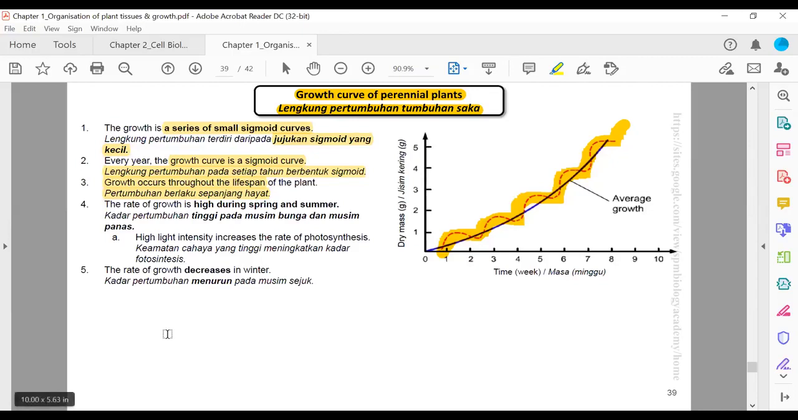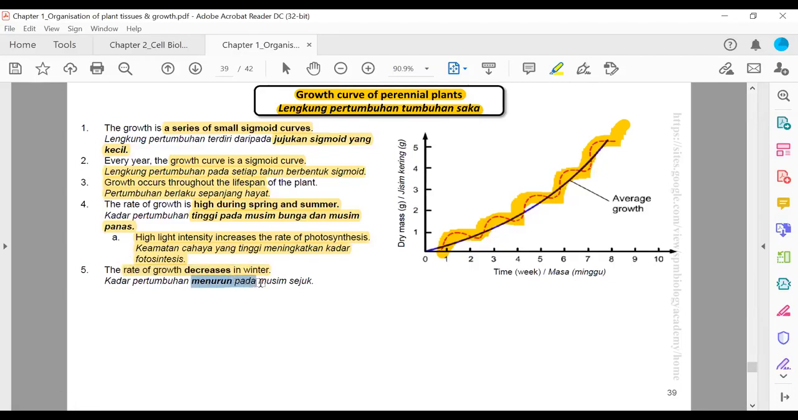Unlimited. That is what it means. The rate of growth is high during spring and summer. Kadar pertumbuhan tinggi pada musim bunga dan musim panas. Why? Because high light intensity increases the rate of photosynthesis. Keamatan cahaya yang tinggi meningkatkan kadar fotosintesis. So during spring and summer, the growth rate is very high, kadar pertumbuhan sangat tinggi, because there is enough sunlight and the temperature is very suitable. So because of that, they can photosynthesize, producing more and more food, causing them to grow faster.